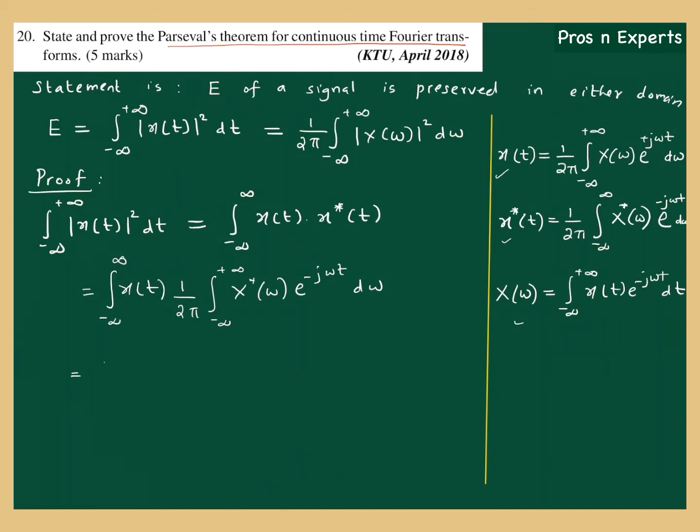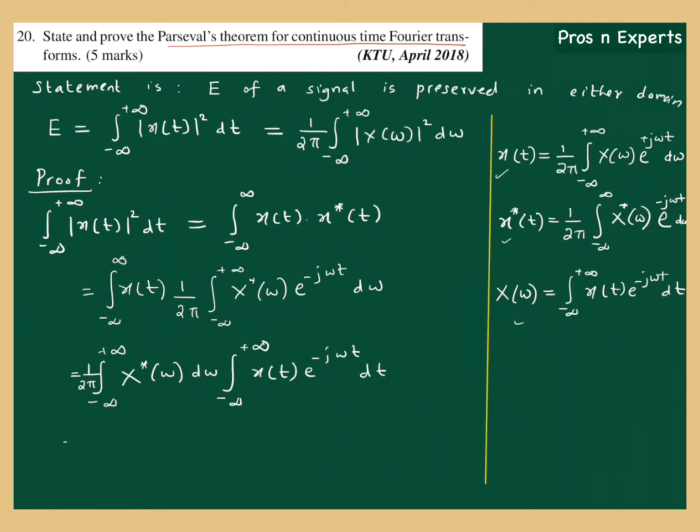Now this is equal to the integral from minus infinity to plus infinity. I'm just going to reorganize some terms inside this integral. So I'm first writing x star of omega, and I'm taking 1 by 2 pi outside also, since it's a constant. So 1 by 2 pi integral x star of omega d omega, into the next integral from minus infinity to infinity. What are the terms left? It is x of t into e raised to minus j omega t dt.